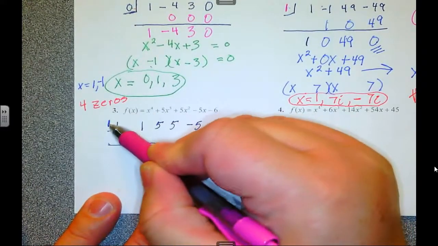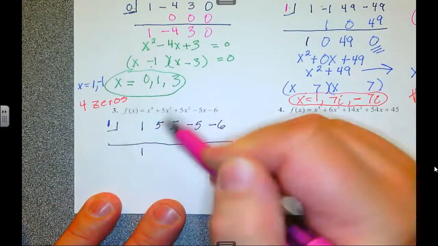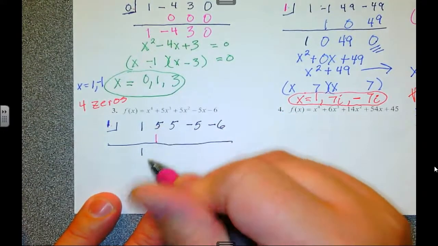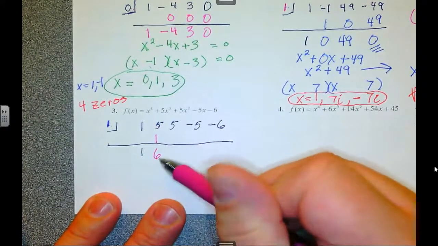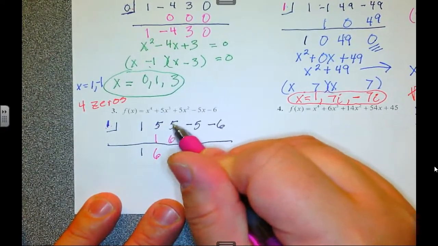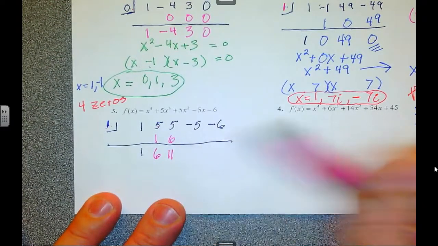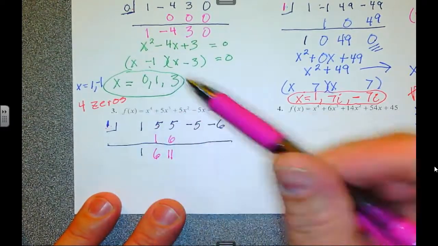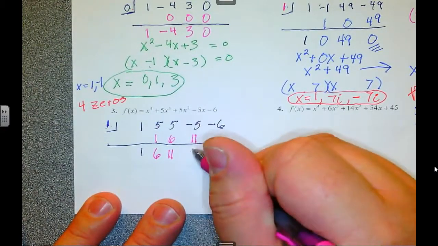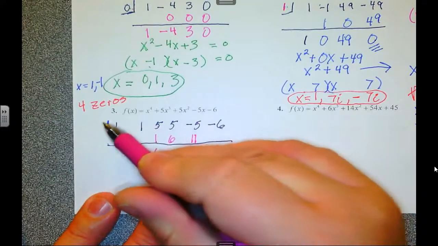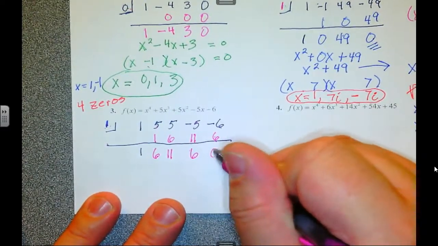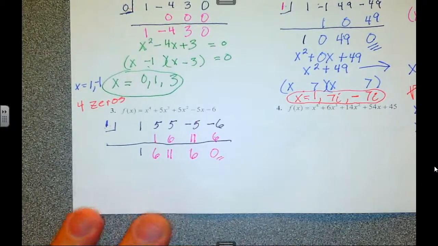I'm going to use 1 first. 1 times 1 is 1. 1 plus 5 is 6. 6 times 1 is 6. 6 plus 5 is 11. 11 times 1 is 11. Plus a negative 5 is 6. 6 times 1 is 6. 6 plus a negative 6 is 0. And there's my 0.